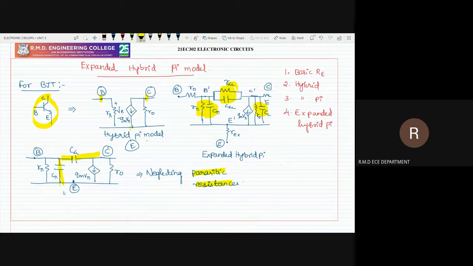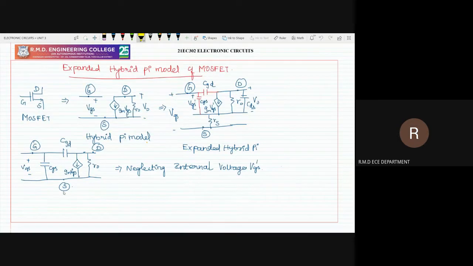Then we discuss the expanded hybrid pi model of the MOSFET. In the same way, I am taking the NMOS. In an NMOS, the arrow mark comes outside from the source, and this is the normal hybrid pi model with gate terminal, drain terminal and source terminal. It is an NMOS, so the gate carries a positive symbol and the source carries a negative symbol. The voltage drop is VGS. And the diamond shape is the gm VGS dependent current source. It is a voltage controlled current source, and r naught is the high output resistance, and the output potential drop can be taken at this end.